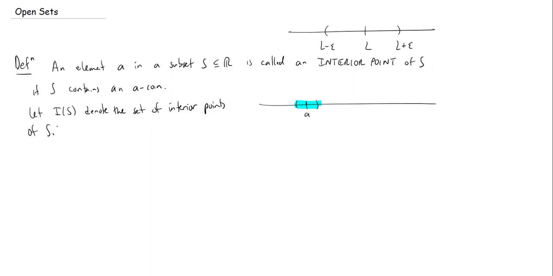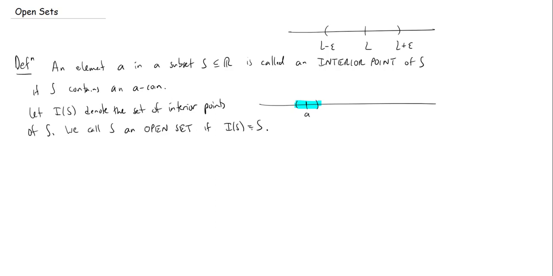All right, and so now we can define an open set through this I of S set by just saying, well, a set is going to be open if all of its points are interior points. So we call S an open set if I of S is equal to S, right?